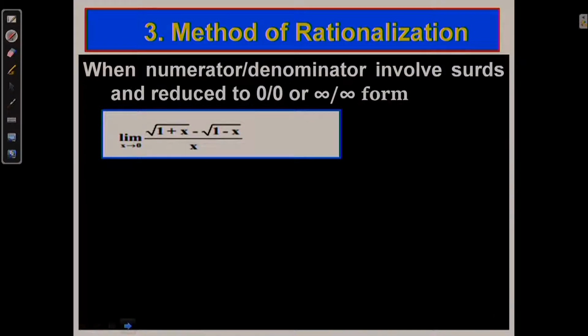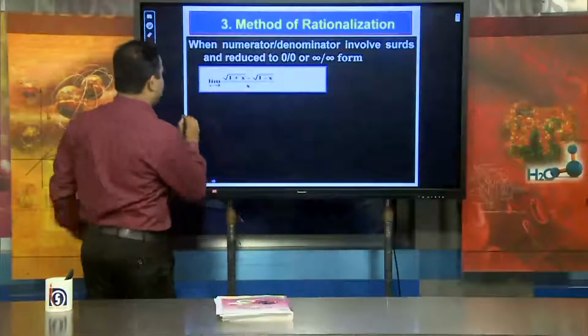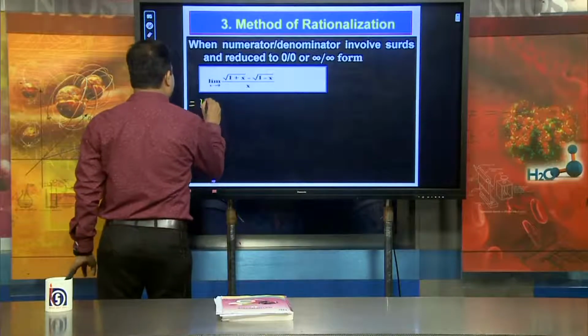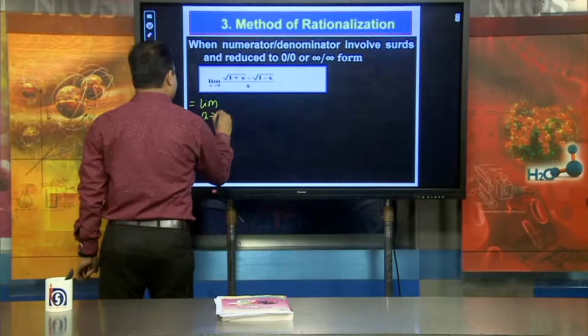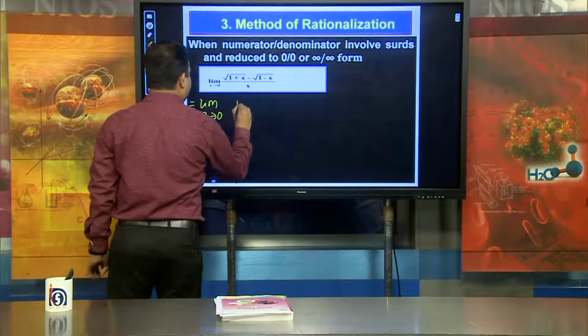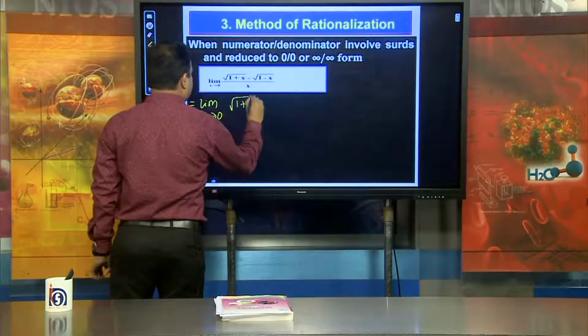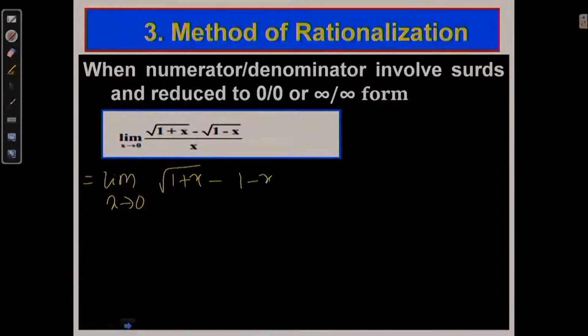When talking about the method of rationalization, you just see what is given: limit x tends to 0 of square root of 1 plus x minus square root of 1 minus x. So this is the thing.